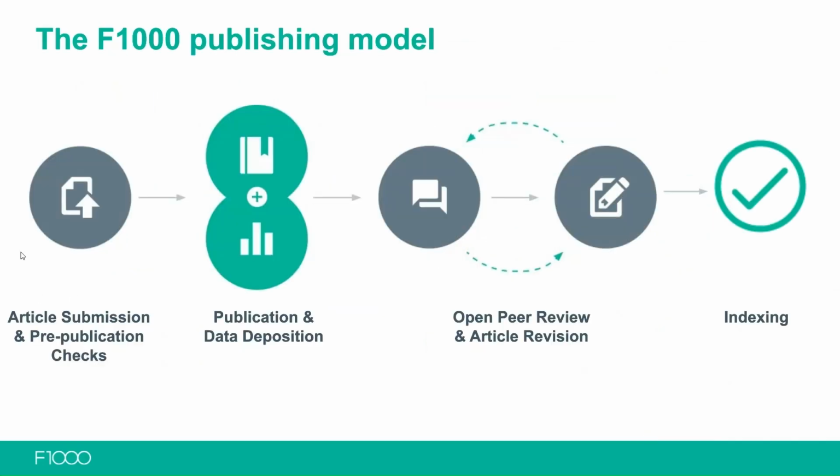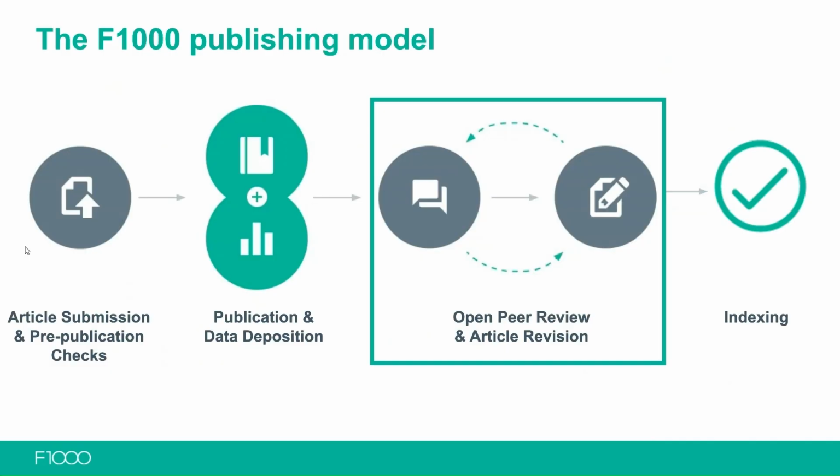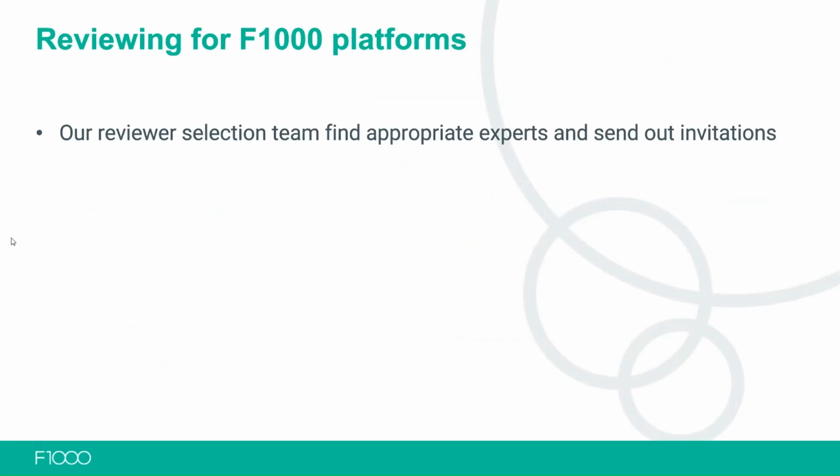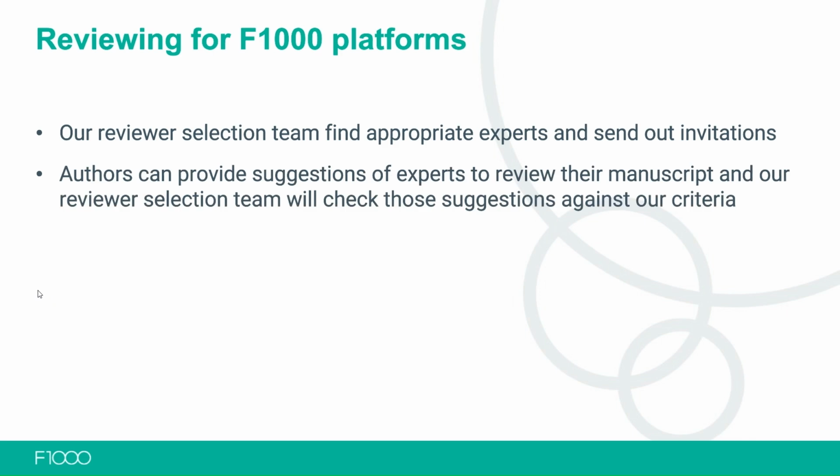Now, let's dive into the open peer review aspect in a bit more detail. Firstly, our reviewer selection team will find and invite appropriate reviewers for each manuscript. We have a wide array of tools that search through things like publication history to ensure the right experts are reviewing the article. Authors can also suggest potential reviewers, and our editorial team will check those author suggestions against our reviewer criteria before moving forward with those suggestions.